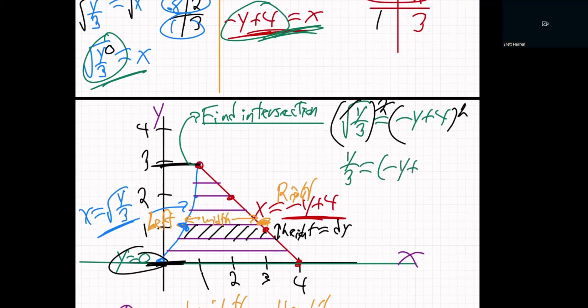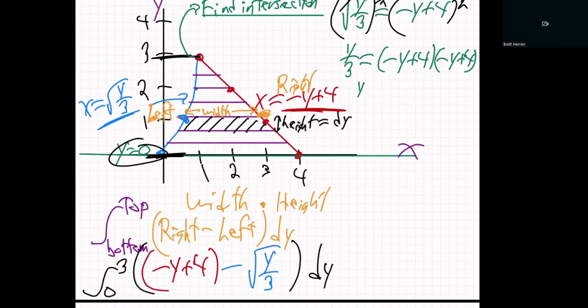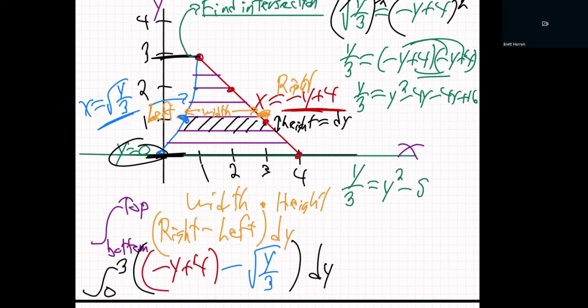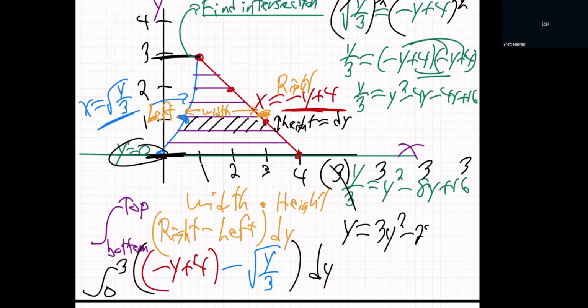And then what's this side? You're going to need to write 2 of those. The second power means 2 of those. So we get y over 3. I'm going to run out of room here. I'll do it quickly. Then you go boom, boom, y squared minus 4y, minus 4y plus 16. And so that's y over 3 is y squared minus 8y plus 16. This is not easy. Multiply through by 3 to get rid of that fraction. So y is 3y squared minus 24y plus 48.